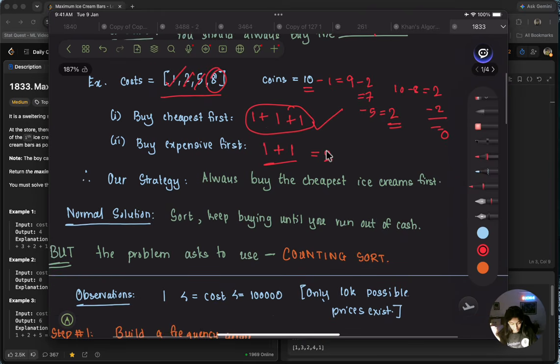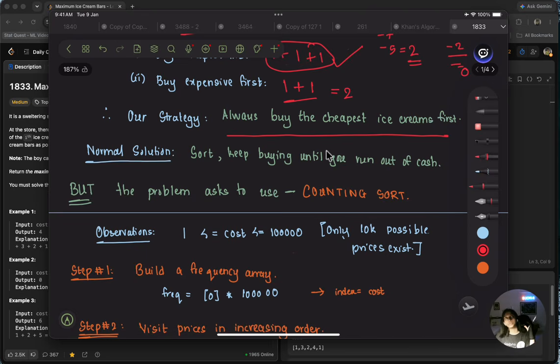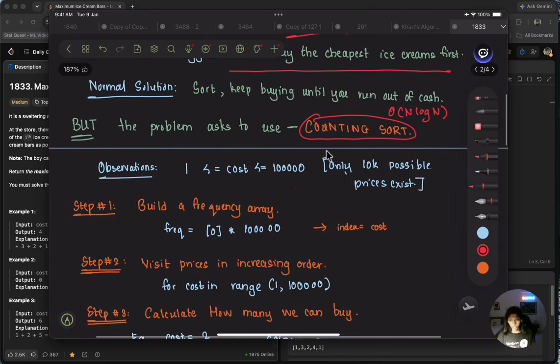Our strategy, as I've stated here, is to always buy the cheapest ice creams first. The normal solution for this could be that we sort the whole costs array, and start iterating through that and buy everything as long as we still have money. That would be O of n log n time. But the question, as we saw, has explicitly told us to use counting sort. So we're going to look at the counting sort approach here.